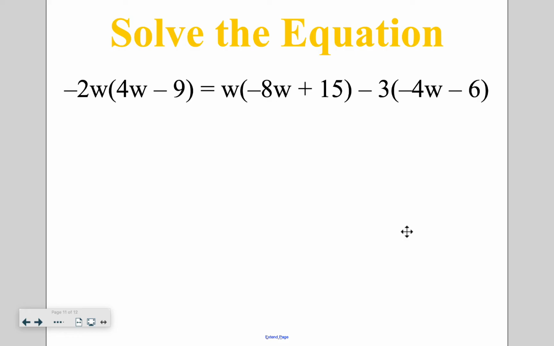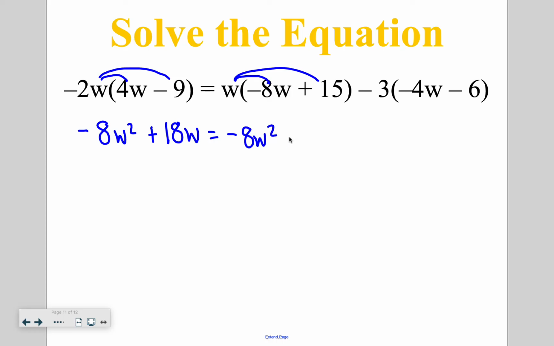The last piece is to be able to solve equations that involve this monomial distribution. So we're going to start with our distributive property, giving us negative 8w squared. W and w gives you 1 plus 1 for w squared. And then we've got negative 2 times negative 9, giving us positive 18w, equals, distributing again, we've got negative 8w squared plus 15w. And doing our last distribution, we've got negative 3 and negative 4, which is positive 12w, negative 3 and negative 6, which is positive 18.